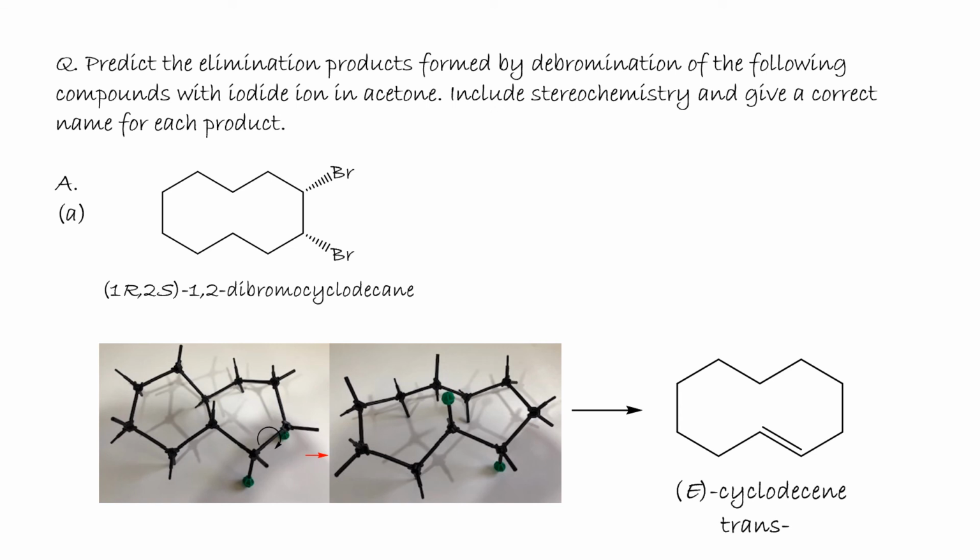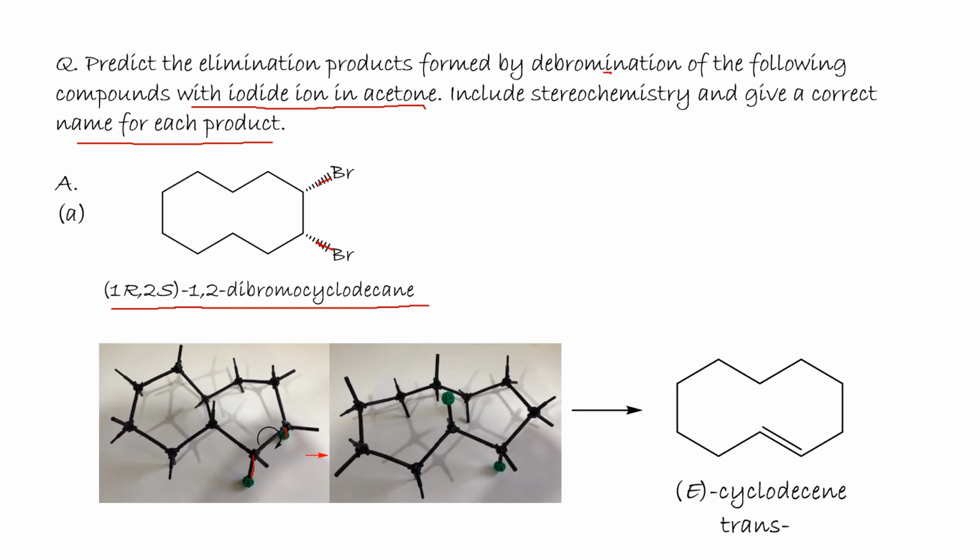Predict the elimination products formed by debromination of the following compounds with iodide ion in acetone. Include stereochemistry and give a correct name for each product. For the 1R,2S-1,2-dibromocyclodecane, it's a 10-member ring, this is down, down, so this is down, down.